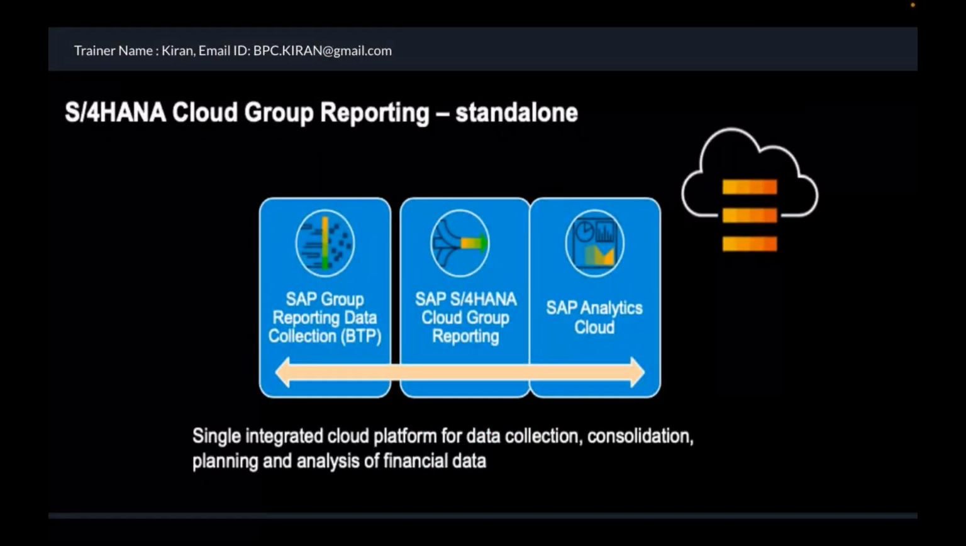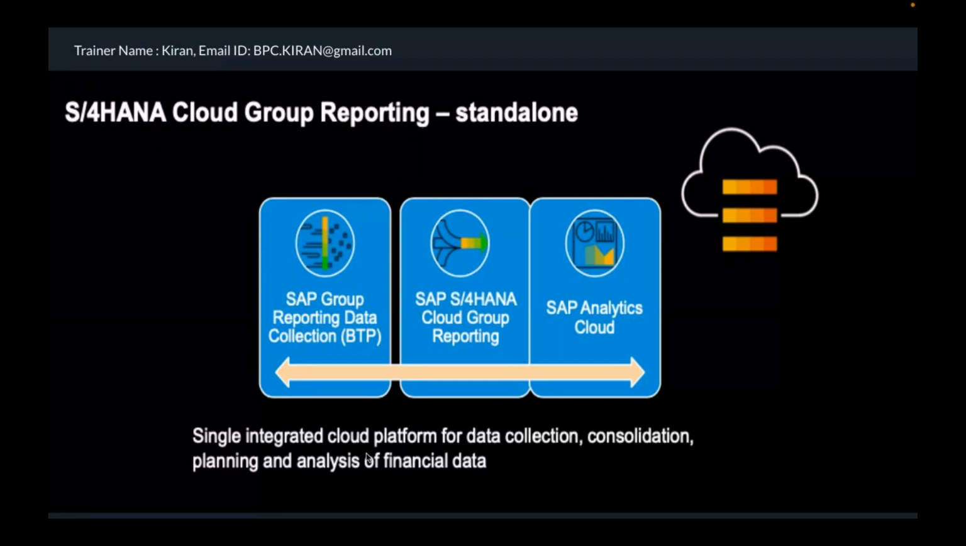Now there is one more option SAP came up with. All the investments on group reporting, as I said, it's a future solution. They came up with one solution as SAP S/4HANA Cloud Group Reporting standalone. Standalone in the sense your customer might be having an ECC system, but they want to go with group reporting. Your customer does not have any S/4HANA system, but they want group reporting as a solution.